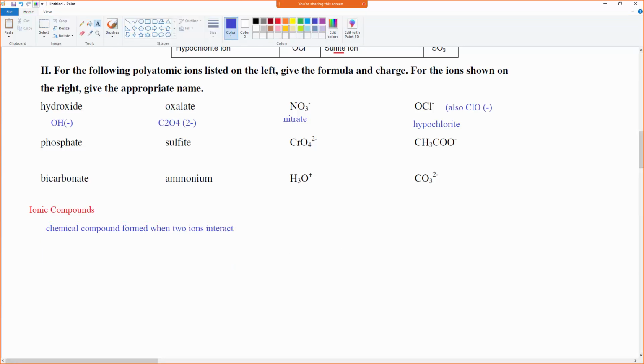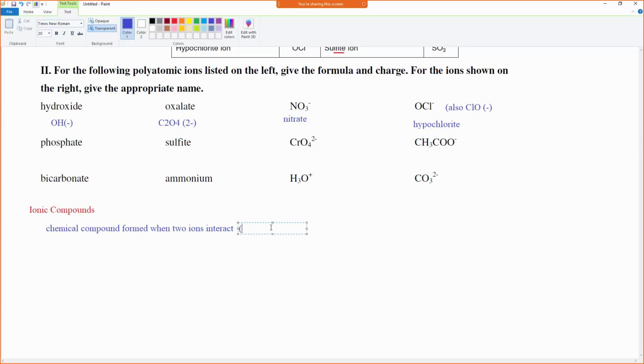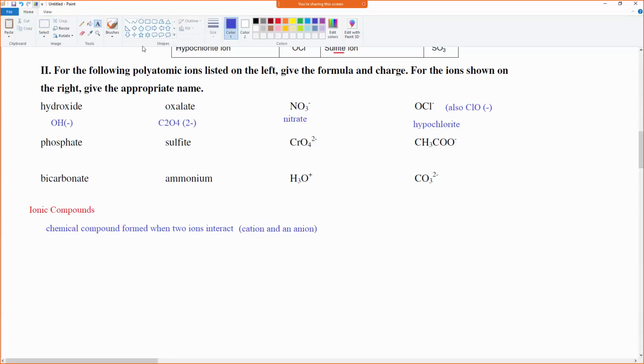And specifically, what you have to have interacting is a cation and an anion, because cations with a positive charge are attracted to anions with a negative charge. And then that attraction is what holds them together, if that makes sense, right?